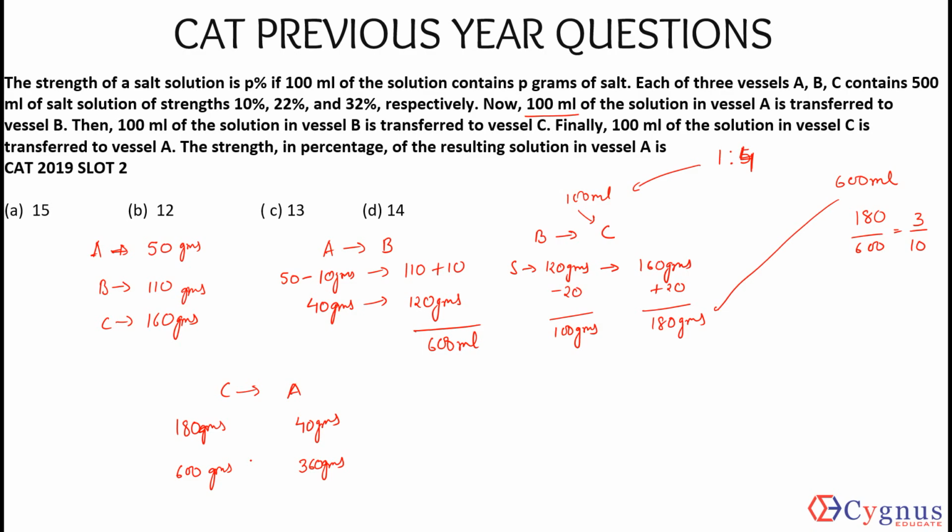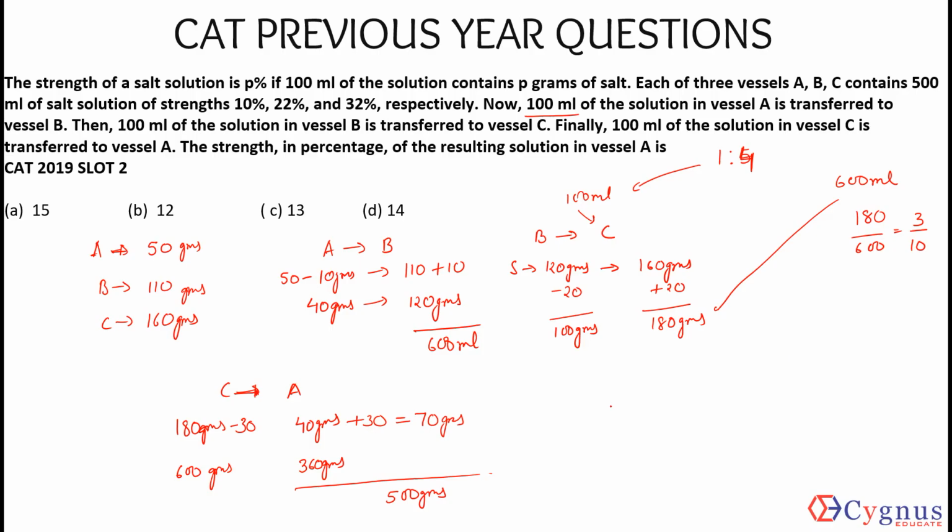Now, when you transfer 100 ml from C into A, some salt will be transferred here. How much salt will be transferred? Let's talk about that. If you look at the ratio here, 30% will be salt. That means 30% goes away, so I'll have to subtract 30 from here, and this 30 will be added here. So the quantity of salt in A will become how much? 70 grams. And the total quantity in A will again become 500 ml.